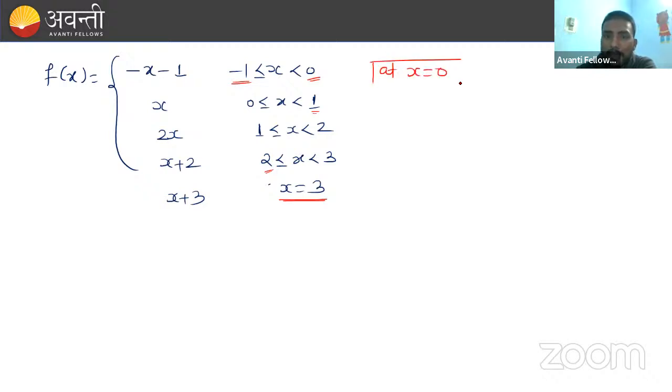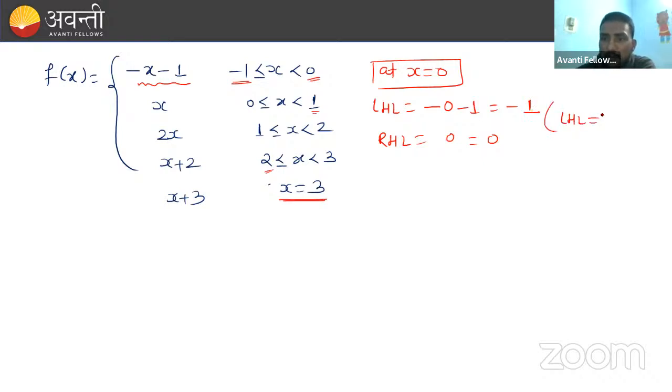If I check x = 0, then what is LHL? LHL is at 0 minus, it will come in this, so it will be -0 - 1, so it will be -1. And if I have to check RHL, right hand limit at 0 plus, it is x, so it is 0. So you can see LHL is not equal to RHL. It means discontinuous.